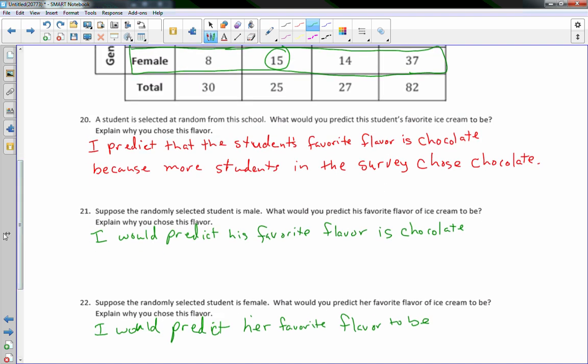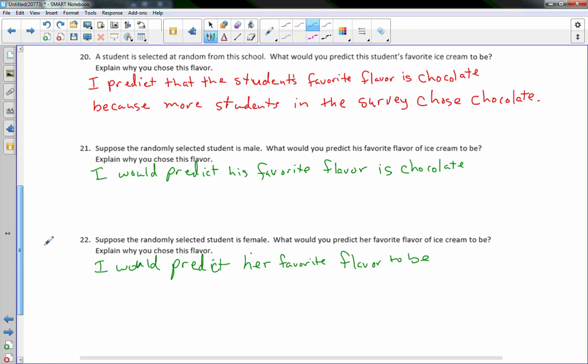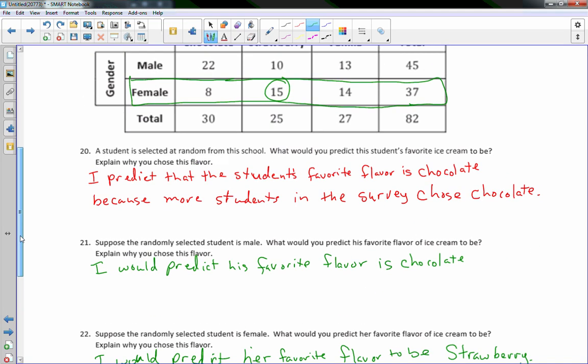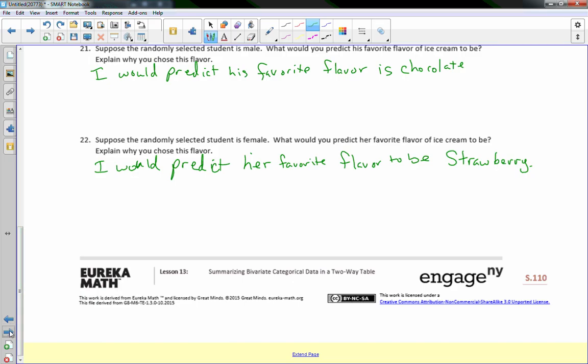I would predict her favorite flavor to be strawberry, because more girls chose strawberry over the other two. And I'm not going to write that.